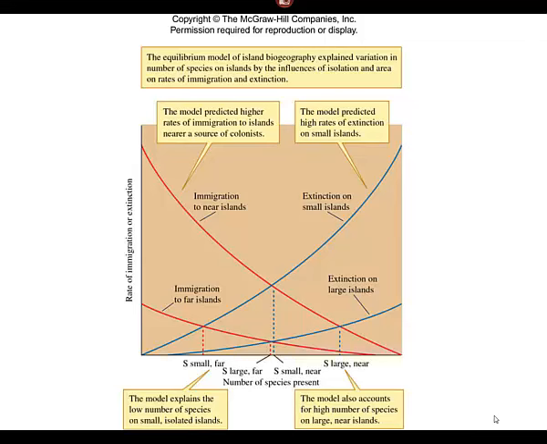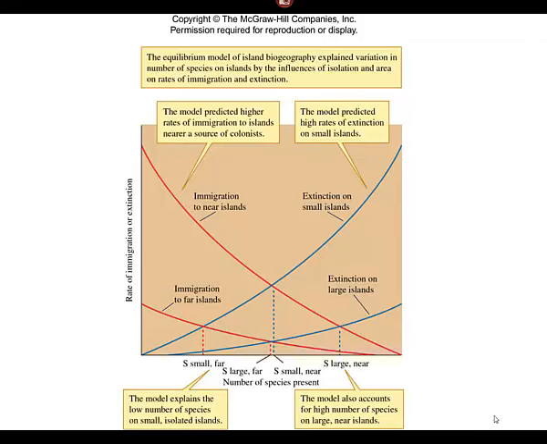And your first pair of isoclines here, we have immigration to near islands, extinction on small islands, setting forth an equilibrium point where those two curves cross that is looking at the higher number of species that could be present on large islands near a source of colonists. Looking at this other pair of isoclines, immigration to far islands, extinction on large islands, again explaining that when an island is further away, you're going to have lower amounts of species richness.